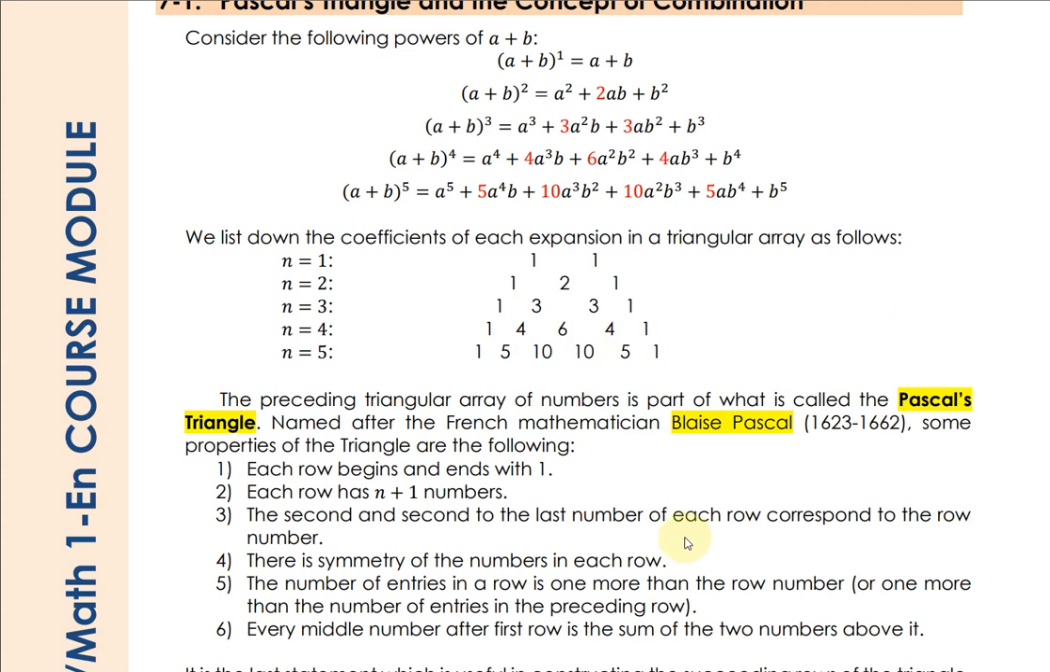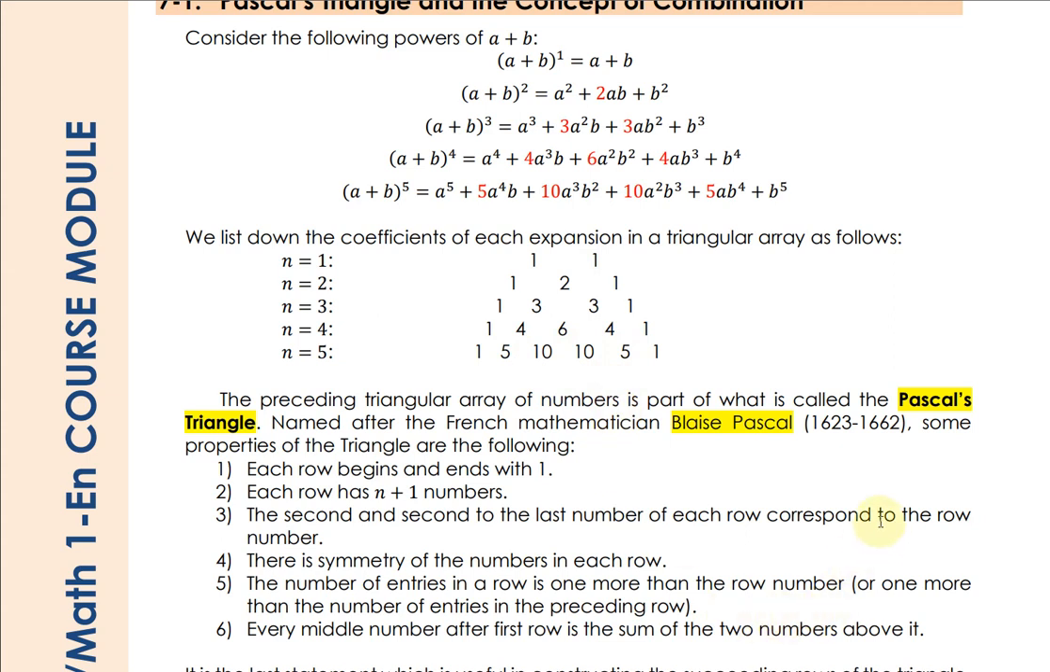The fourth property is there is symmetry of the numbers in each row, meaning mirror. If 1 is first, 1 is also last. If 5 is the second coefficient, then the second to the last is equal to 5. If the third coefficient is equal to 10, then the third to the last coefficient is also equal to 10. So it has symmetry.